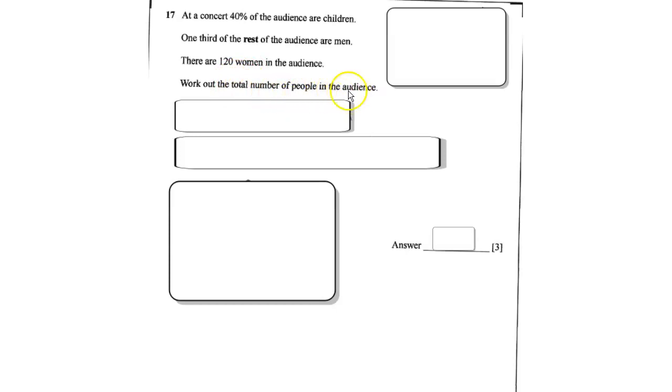First of all, we want to find out the percentages of each. We know that 40% is children. So we'll look at 1/3 of the rest of it. If 40% are children, 60% would be the rest of them. So 1/3 of the rest would be 20%, because 60 divided by 3 is 20.